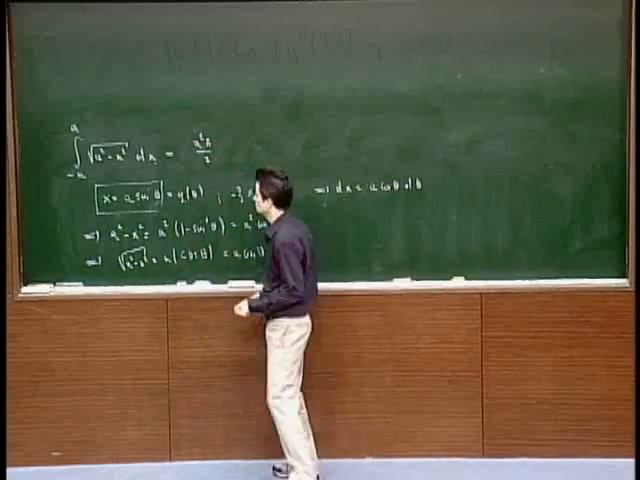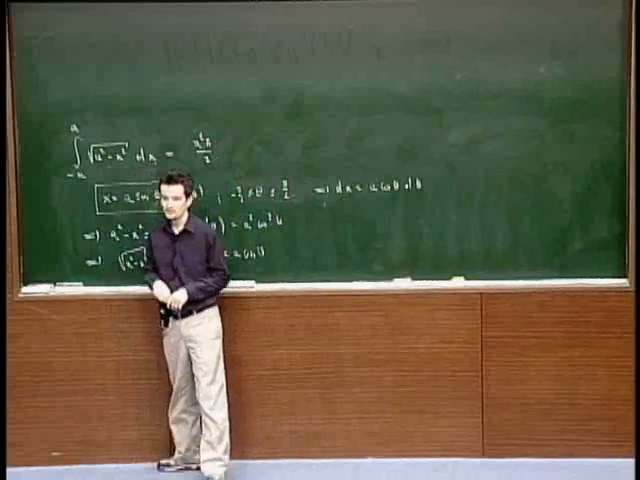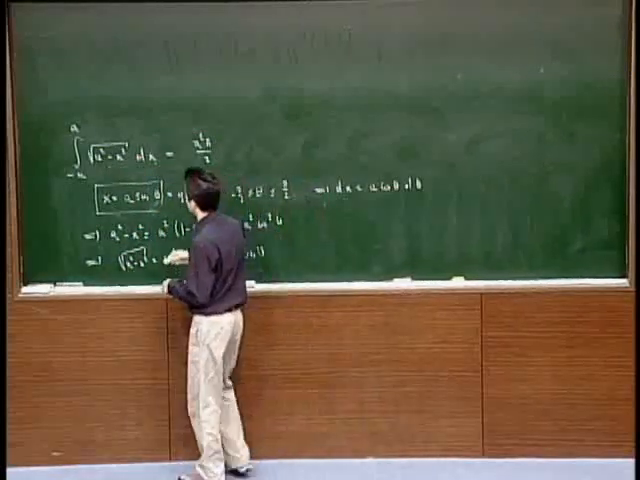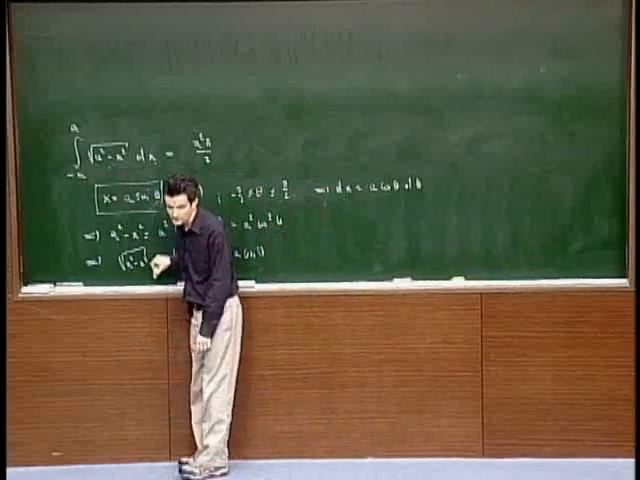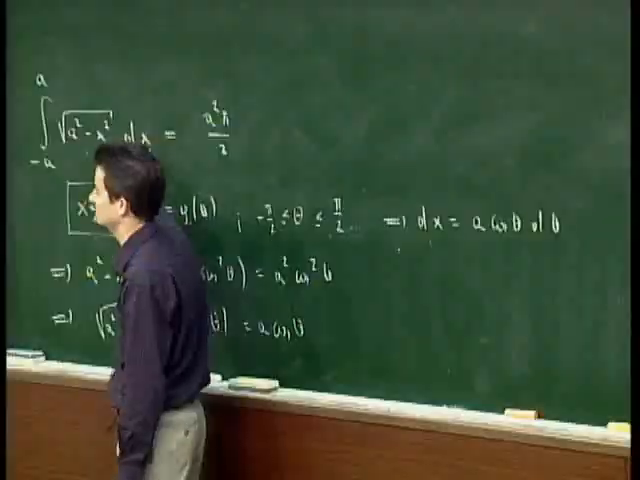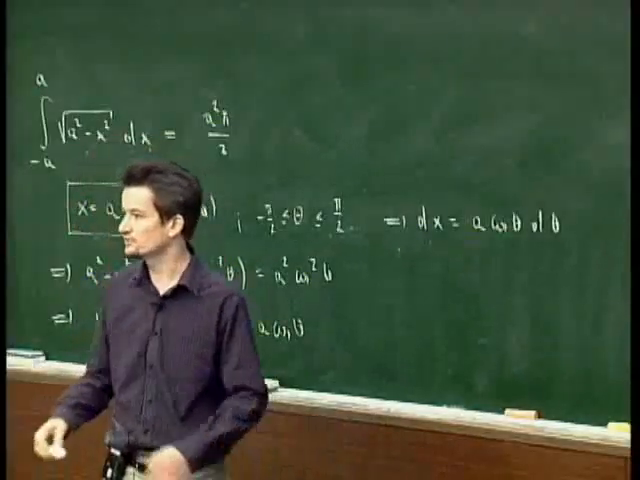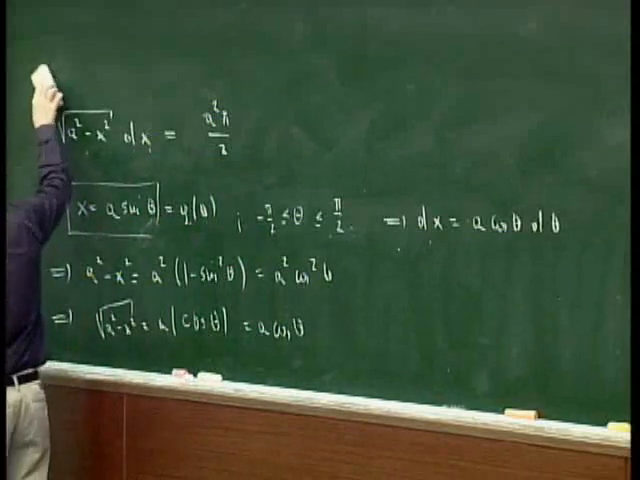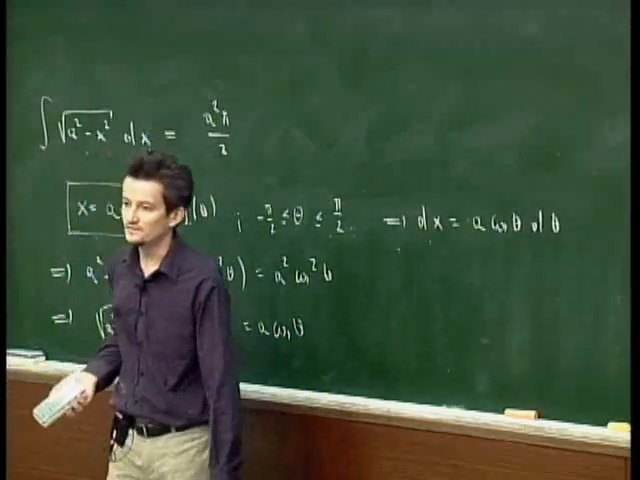Because it's a circle, you compute the area of a semicircle with radius a. So if you have such an integral, don't do this. It's a waste of time. Interpret it as an area, and you can immediately compute it. So there is a difference between computing the indefinite integral and the definite integral.